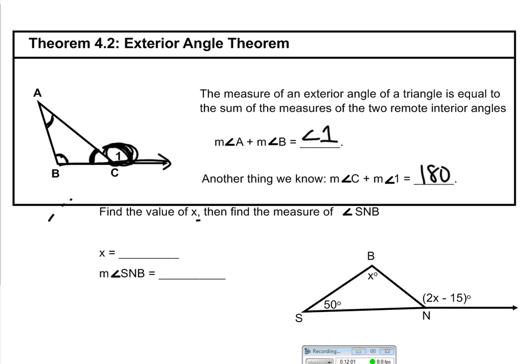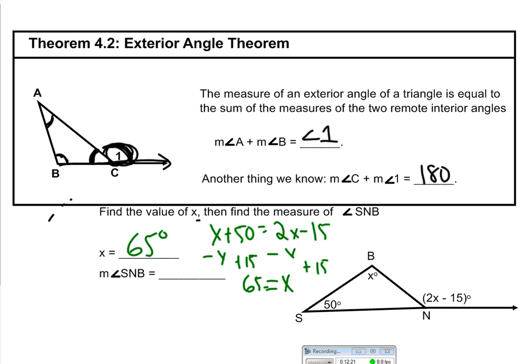So x plus 50, 2x minus 15. All I have to do is set these equal to each other. x plus 50 equals 2x minus 15. So subtract x, add 15, add 15. So I get x equaling 65. No, not degrees, just 65. So the measure of angle SNB, this angle right here, is going to be 130 minus 15. There is your answer.